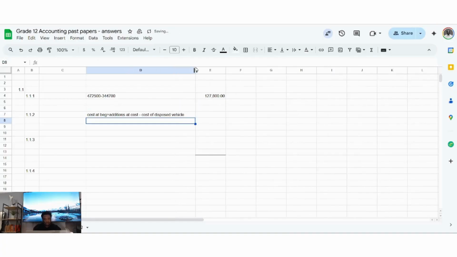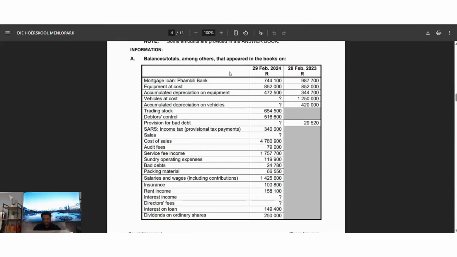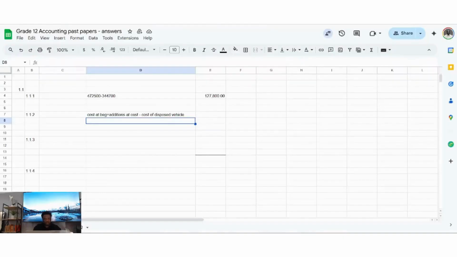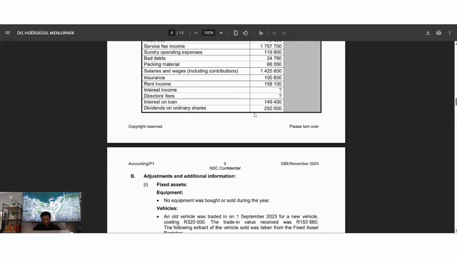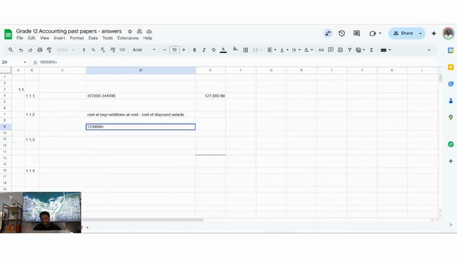So let's see if we can replace these amounts. In terms of the cost at the beginning, I think that was already given in the list of balances here, because we have vehicles at cost showing at 1,250,000. So that's going to be 1,250,000. And then additions, so which vehicles were brought into the business during the year and what is their cost. Obviously we traded in an old vehicle for a new vehicle that has a cost of 320,000. So then additions at cost, we would have 320,000.